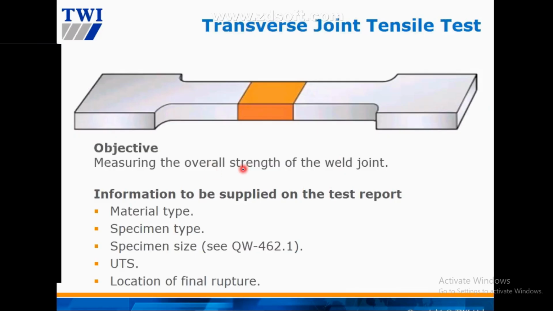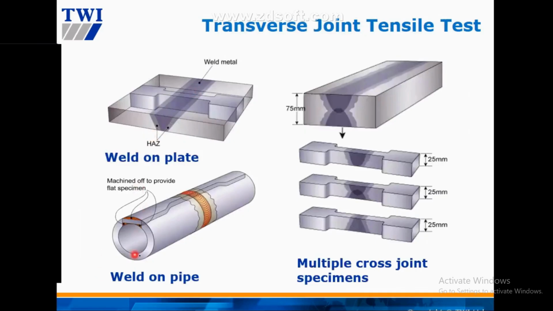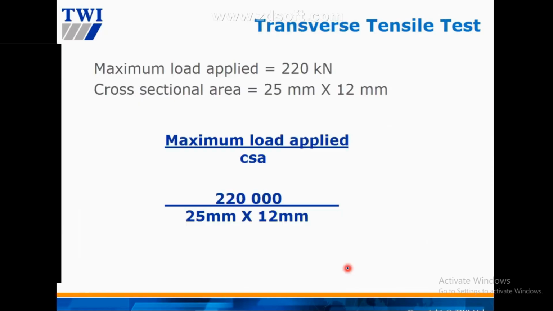All right, what is the purpose of transverse joint? To check overall strength, meaning they are looking for UTS only. Remember weld joint? Weld joint means base metal, HAZ, weld metal, HAZ, base metal. Okay, that means weld joint. And we have a different shape here. For pipe, maybe they cut and machine, make it flat, very thick material, they cut into sections, they call it multiple cross section. All right, this one you must memorize how to do calculation for finding UTS. Yeah.